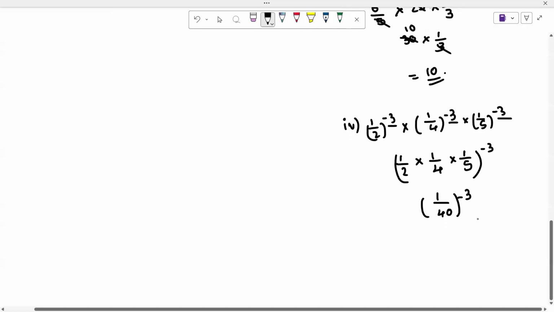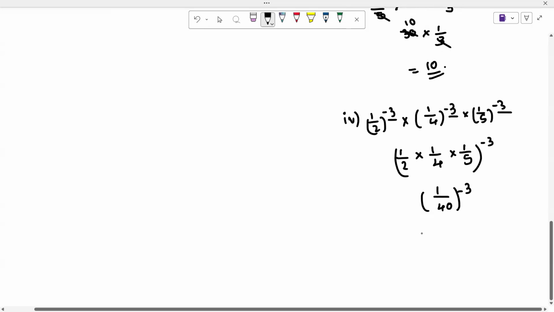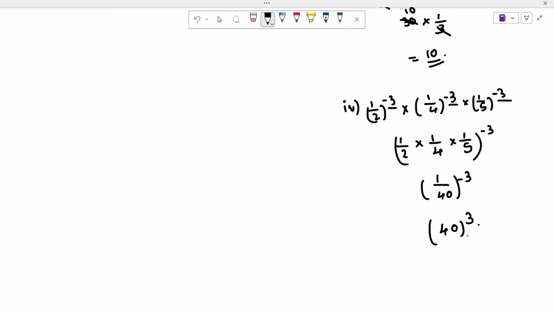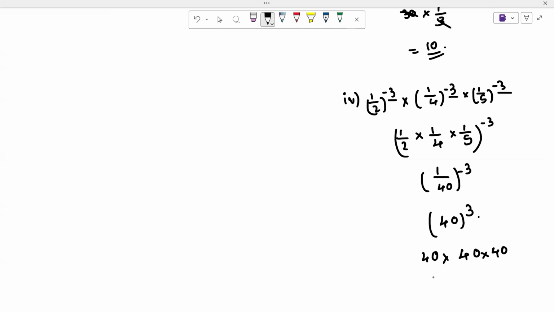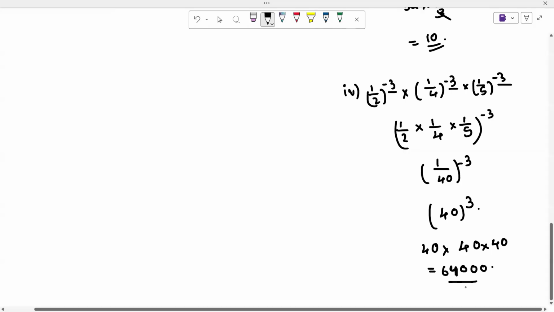So now we have to focus on the fact that it is negative. When it is negative, we will take the reciprocal. 1 by 40 reciprocal, 40. So this will be 40 power 3. And 40 power 3 is nothing but 40 into 40 into 40, which is equal to 64,000. And that is our final answer.